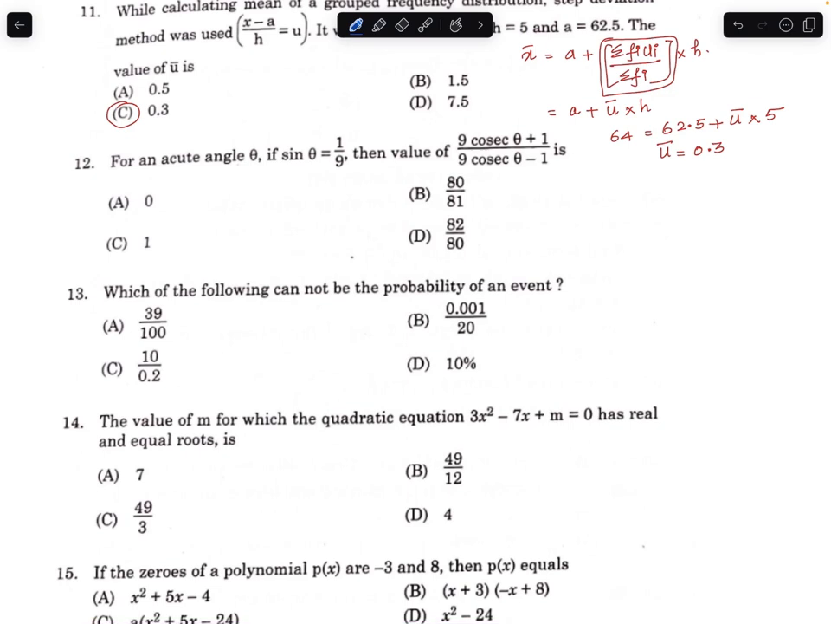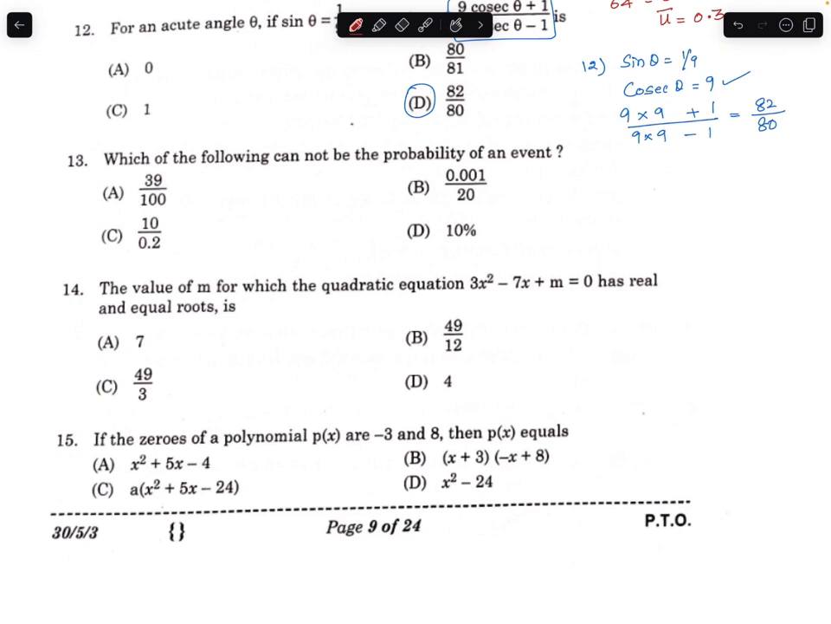Question number 12 says, for an acute angle theta, if sine theta is equal to 1 by 9, then the value of the given expression is? Given that sine theta is equal to 1 upon 9, cosecant theta is 9. Substituting the value of cosec theta in the given expression, we get 9 times 9 plus 1 upon 9 times 9 minus 1, 82 upon 80. So the answer is option D.